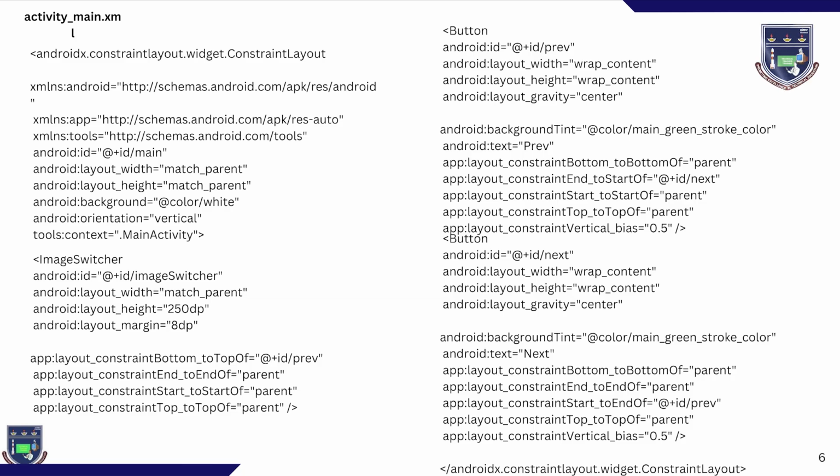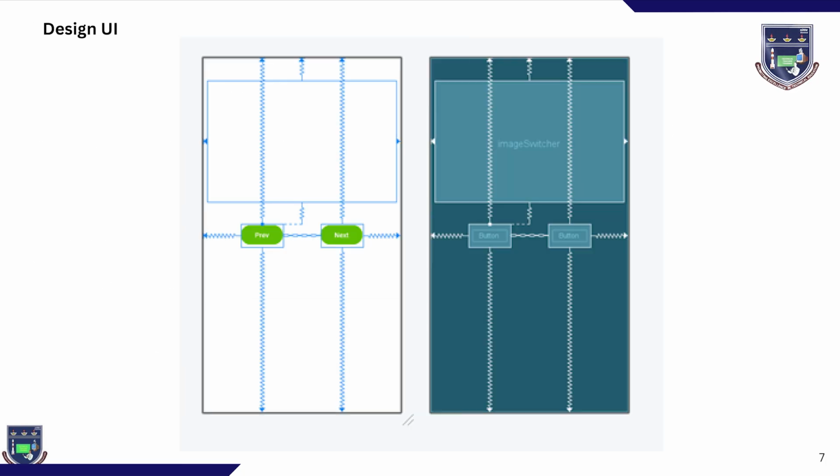So with this layout, we have defined the simple user interface: an image switcher at the top and two buttons to navigate through the images, that is the previous button and next button. Next we will move into step 3. It is about accessing the image switcher in the MainActivity.kt.